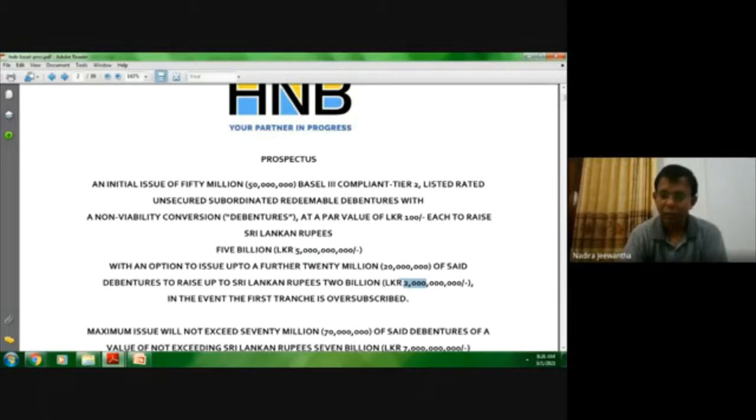HNB can go up to how much total? 7 billion. Initially they wanted to raise 5 billion, but if the people have put in more money, they can go another 2 billion. So all together 7 billion.